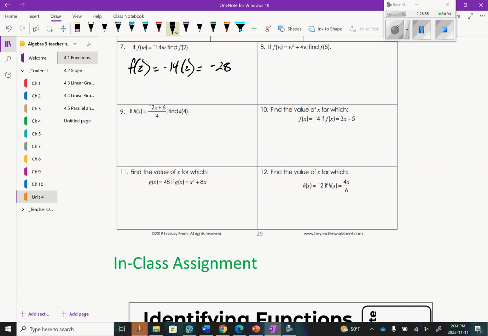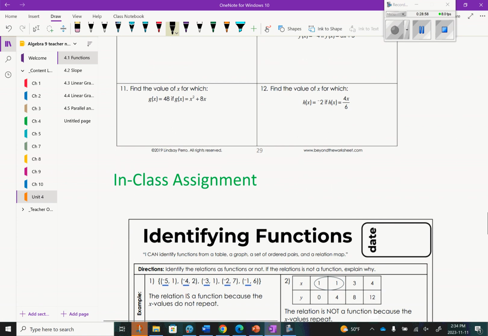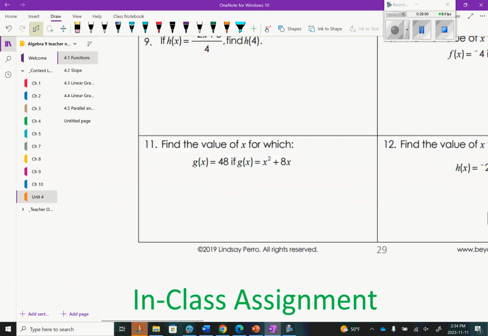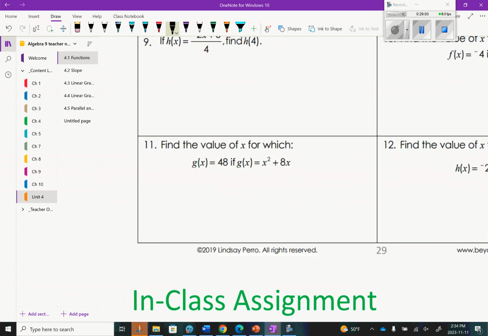Say we pop on down here to number 11, find the value for which g of x is equal to 48. If g of x equals x squared plus 8x, oh, wait a minute, they've changed things up. They're not telling us that the 48 is the value for x. They're telling us what the whole thing is equal to. So in this case, that means x squared plus 8x is equal to 48. Gee, I wonder what we're going to do for that.